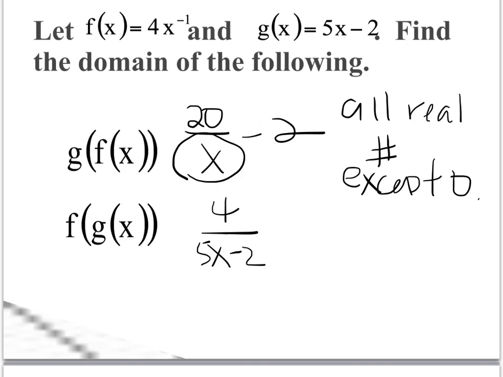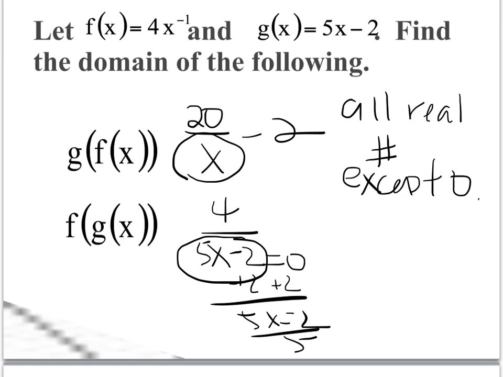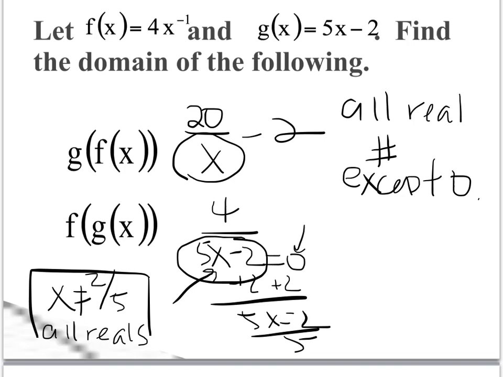And on the second one, the f of g of x, we're only concerned about this part right here. That thing cannot be 0. So if that thing is 0, then we can solve for the denominator and figure out when it is 0 and make sure that x can never be that. So we add 2 to both sides and then divide by 5. So x in no way can equal 2/5, because if I plug 2/5 in for x here, I get 0, and I can't have 0 in my denominator. So in this case, we have all reals except for that 2/5.